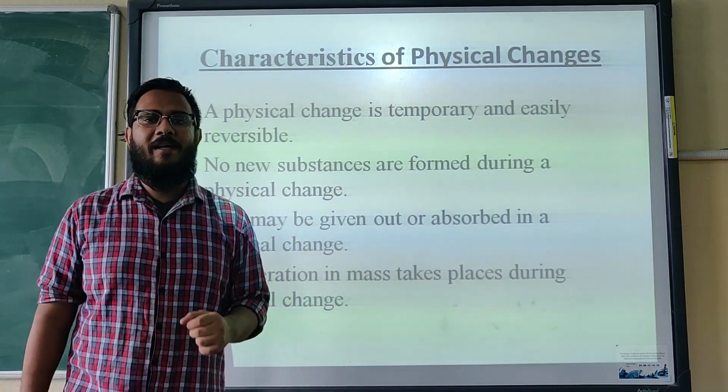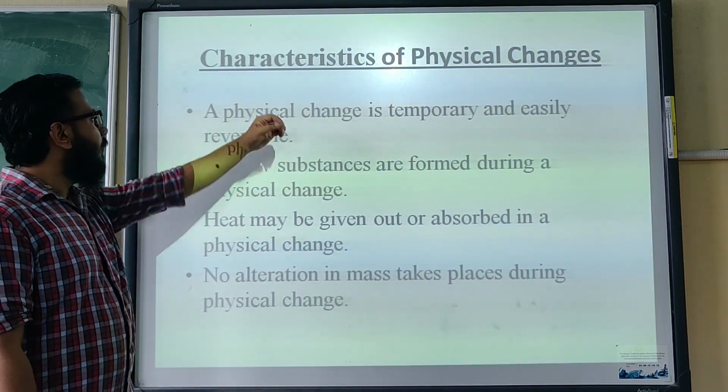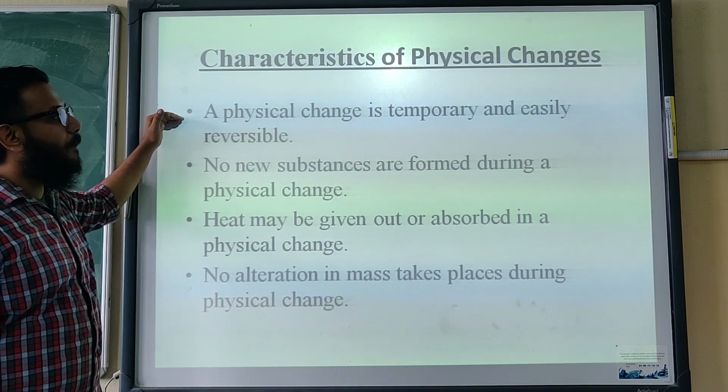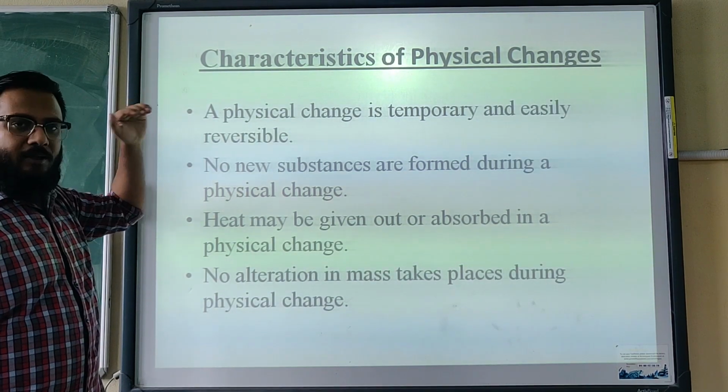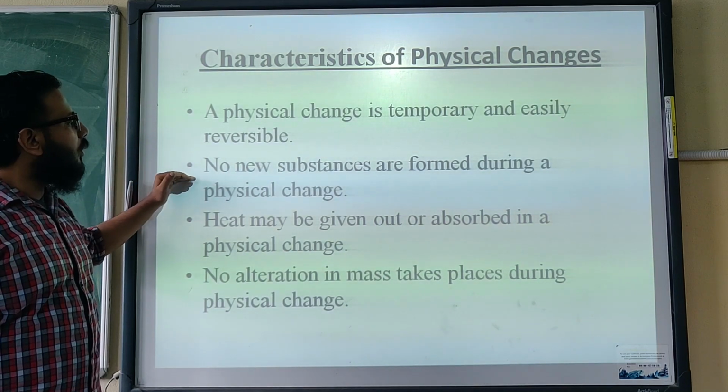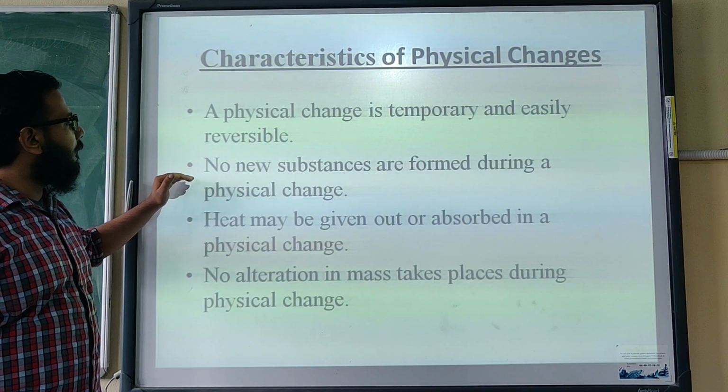Now let's look at the characteristics of physical change. A physical change is a temporary and easily reversible change. Okay, we have talked about that. No new substances are formed during a physical change.